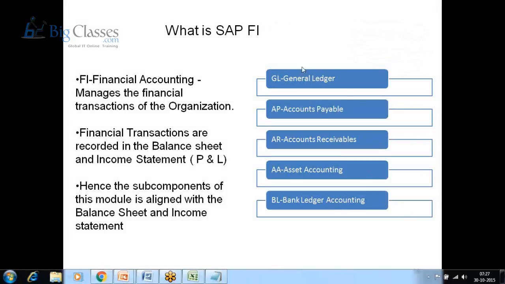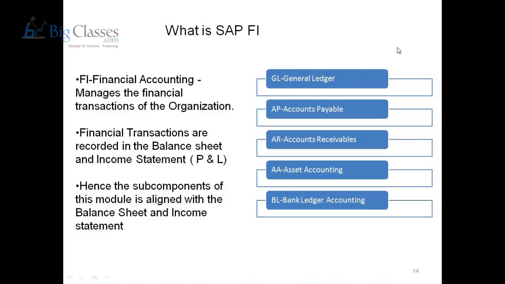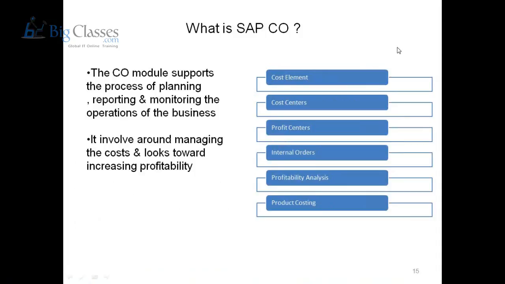Okay. Now come to the CO side. That is your management accounting. Basically, what is the difference between FI and CO? FI is purely external reporting. That means your profit and loss preparation and balance sheet, all these are outside reporting, that means reporting to other people. But CO is basically your management accounting or internal reporting.